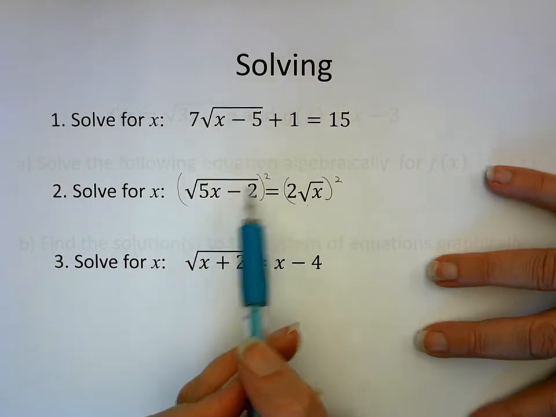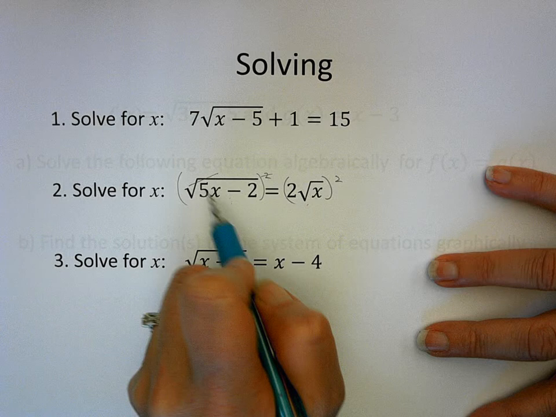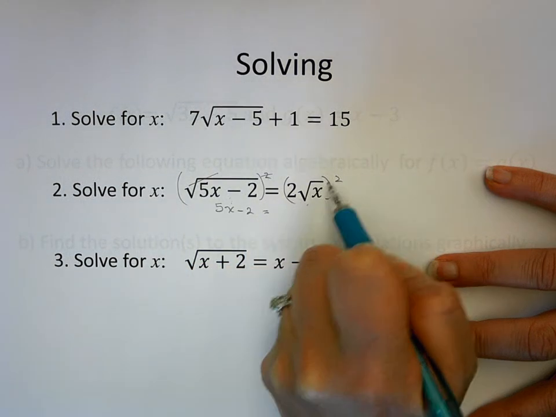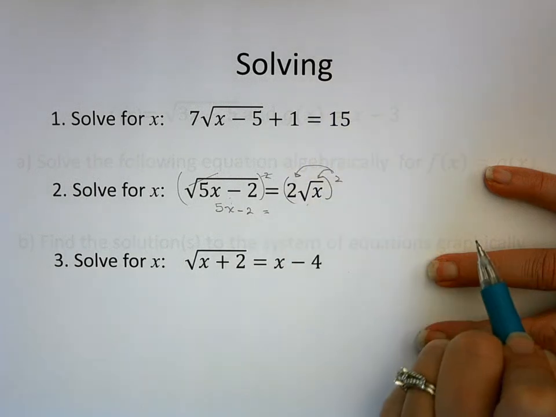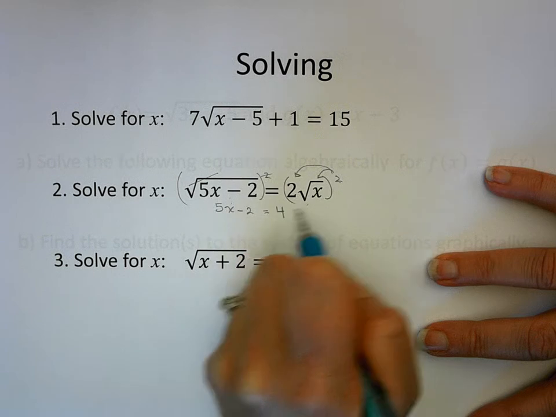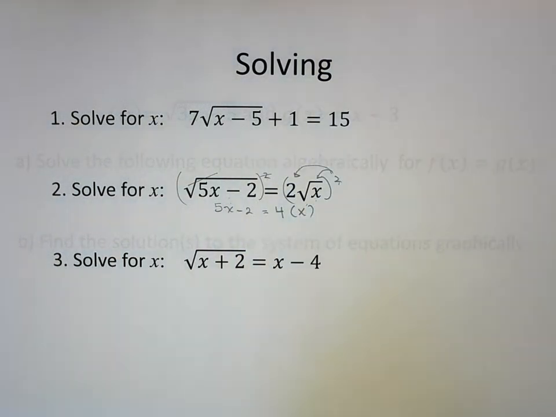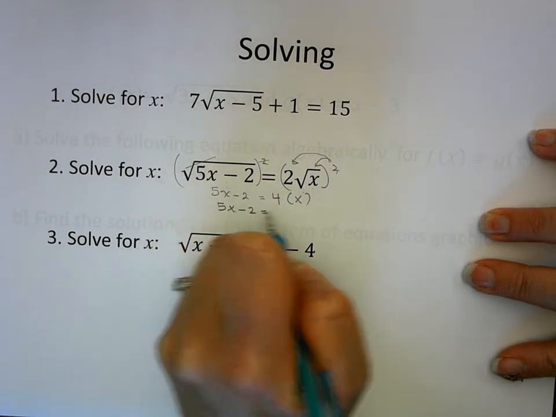And when I square the root, those are inverses, so I'm left with just the 5x minus 2. When I square here, though, I have to square the coefficient and the radical, right? I need to square both of those. So 2 squared is 4, and then root x squared is just x. So I have 5x minus 2 equals 4x.